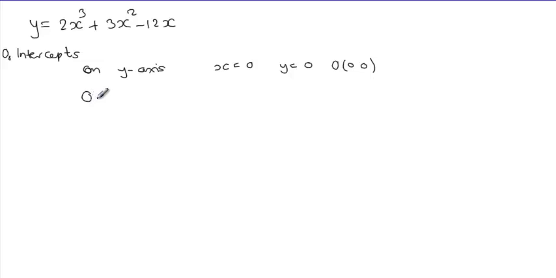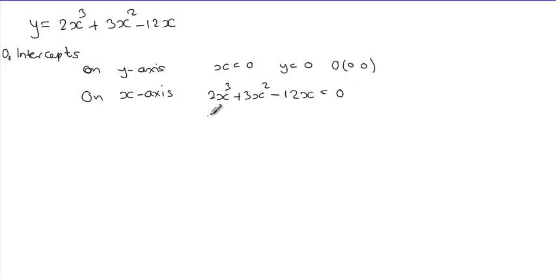Then on the x-axis, our y should be 0. So if we say y is 0, we're setting up an equation which says 2x cubed plus 3x squared minus 12x equals 0. But we've already got another factor which is x, isn't it?